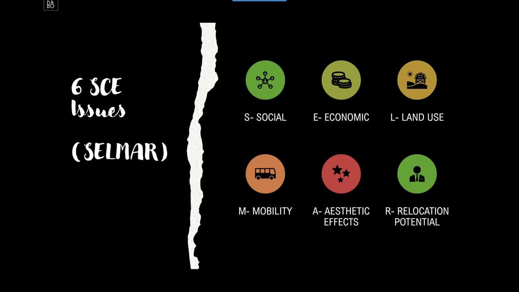So SCE is a pretty broad topic. It includes 6 separate issues. You can see that we have the acronym SELMAR, which covers all 6: your social impacts, your economic impacts, your land use impacts, mobility, aesthetic effects, and relocation potential. We'll go into a little bit more detail on what each one of those sections mean moving forward.